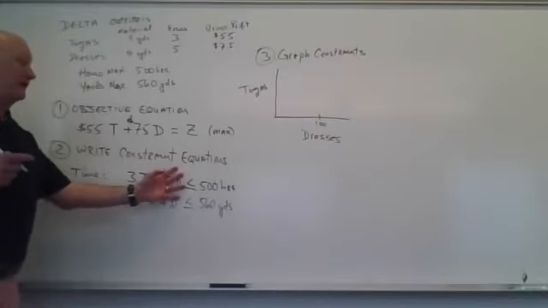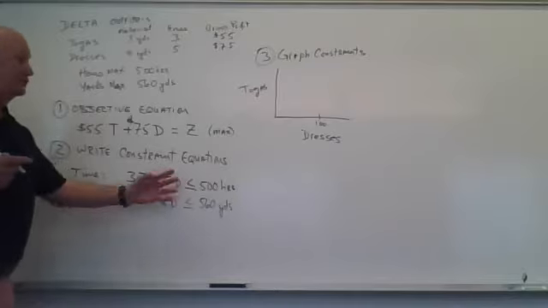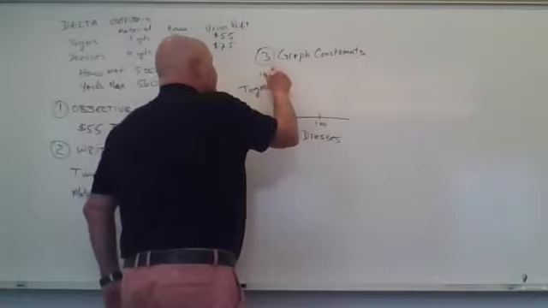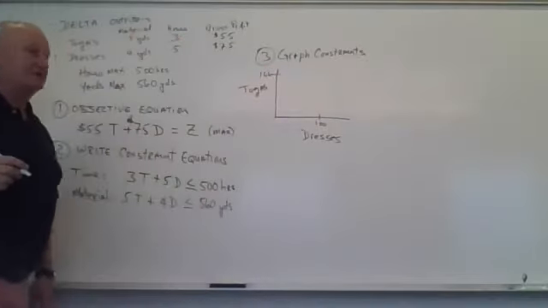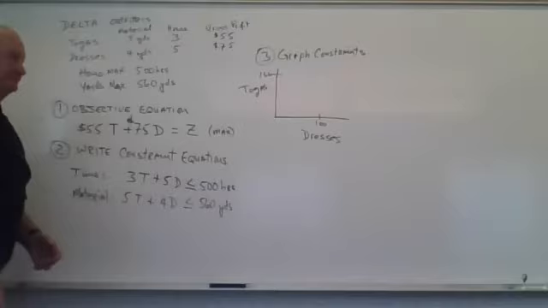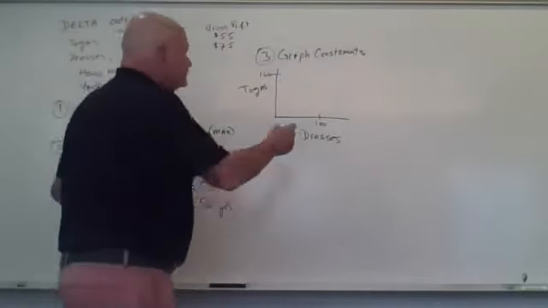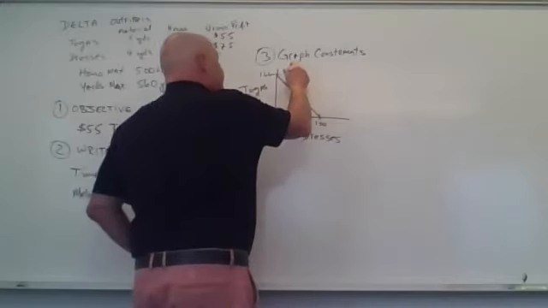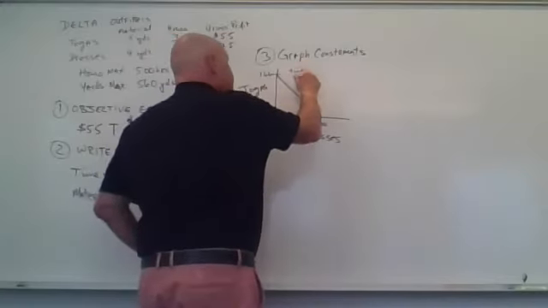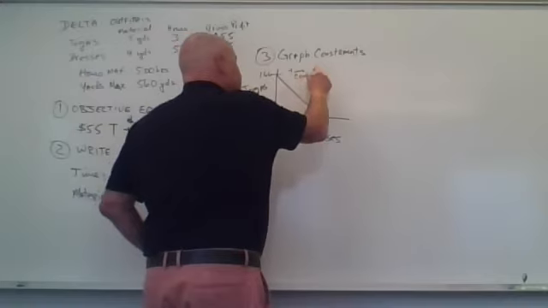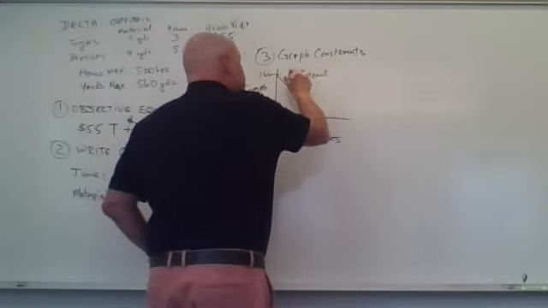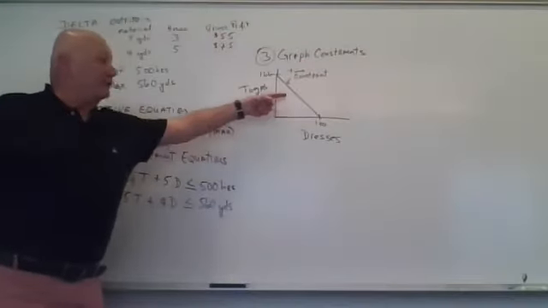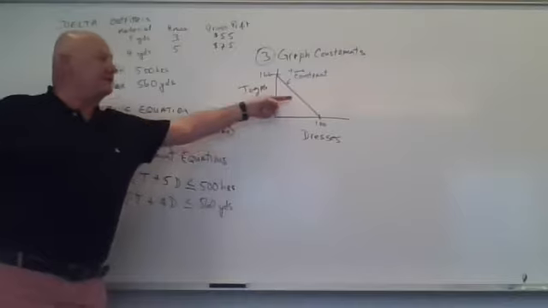Okay, well, 500 divided by 3 is 166. Now, I truncated down if there's any fractions because you can't make part of a toga. Connect these lines. And what you have here is the time constraint. Any point along this line corresponds to some number of togas and some number of dresses.